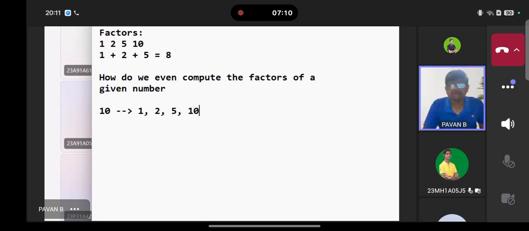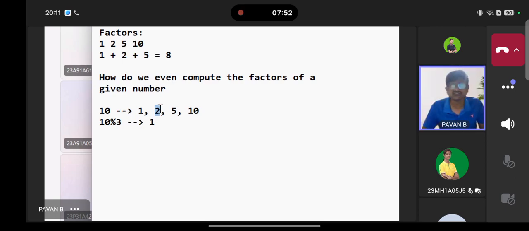But if I ask why did you not say 3, you will answer, sir, I know how to find the factor of a number. To check whether 3 is a factor of 10, all I need to do is perform 10 mod 3. That means checking the remainder when 3 divides 10. 3 goes into 10 three times, 3 into 3 is 9, and the remainder is 1. The remainder is not 0, so it's not a factor.